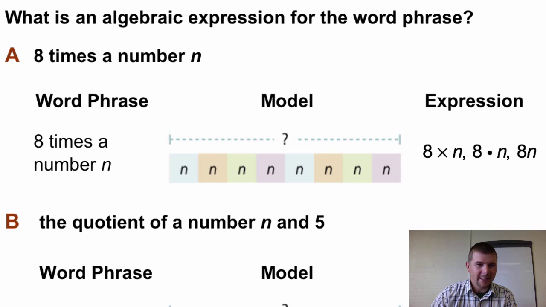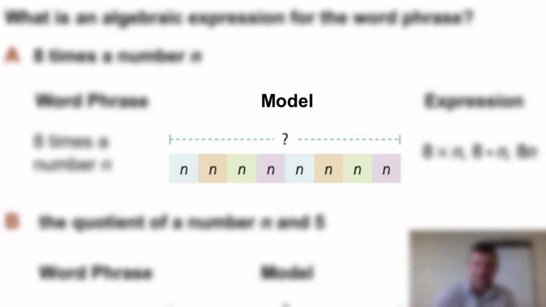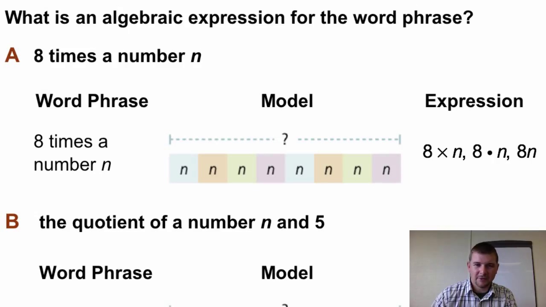Back to part A, 8 times a number n. A model such as this can be used to represent 8 times a number n. Here we have 8 squares, each of them representing n. So we have 8 n's. That can be written as 8 times n, or 8 dot n, or simply 8n. Probably our most common method for writing 8 times n in an algebra class.